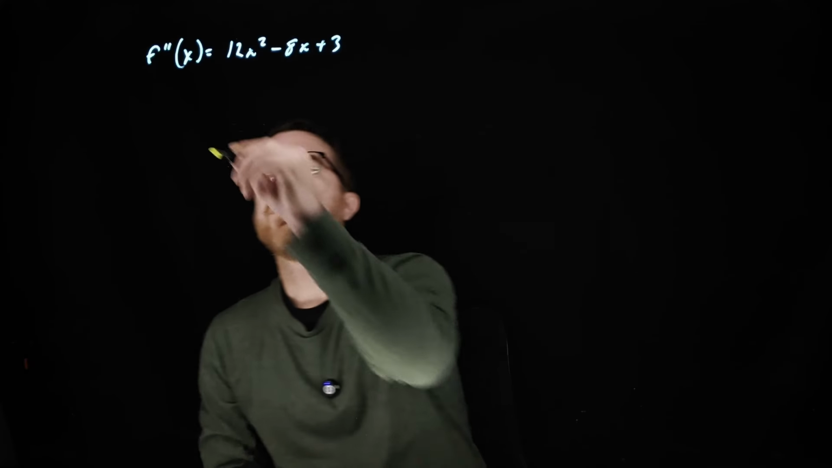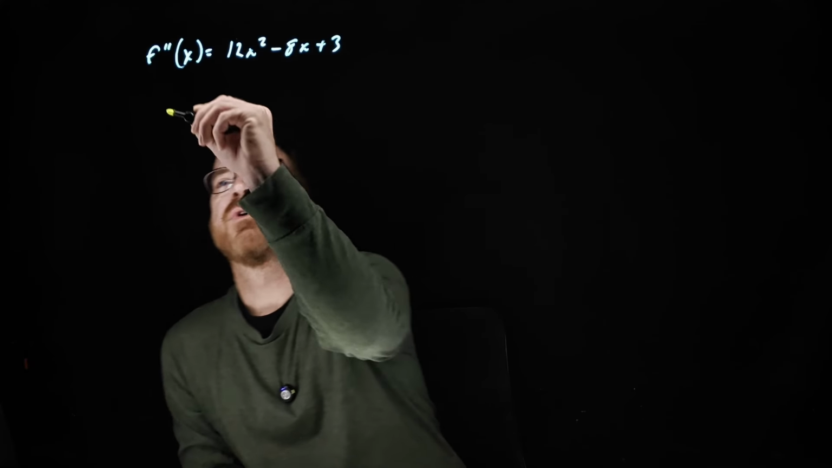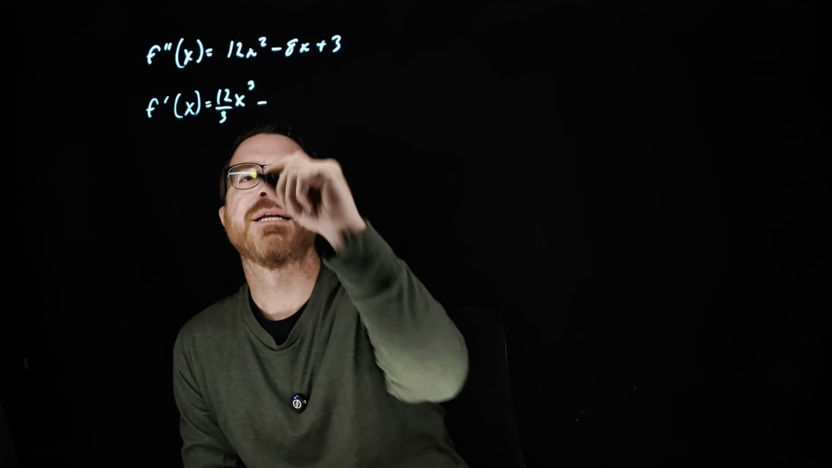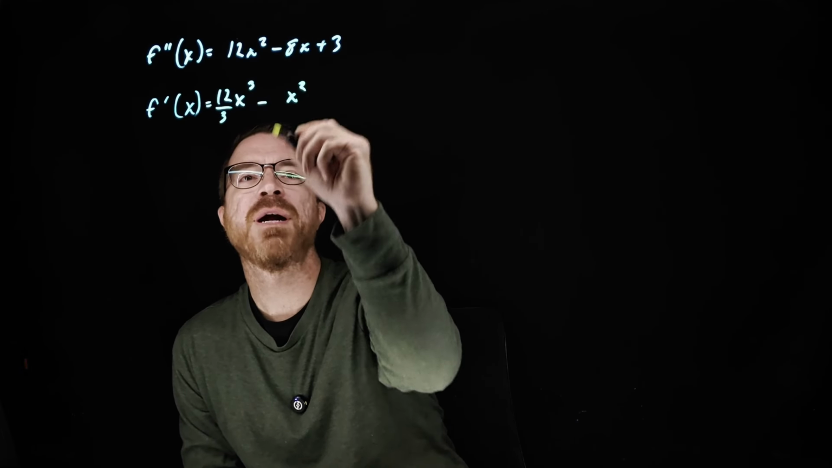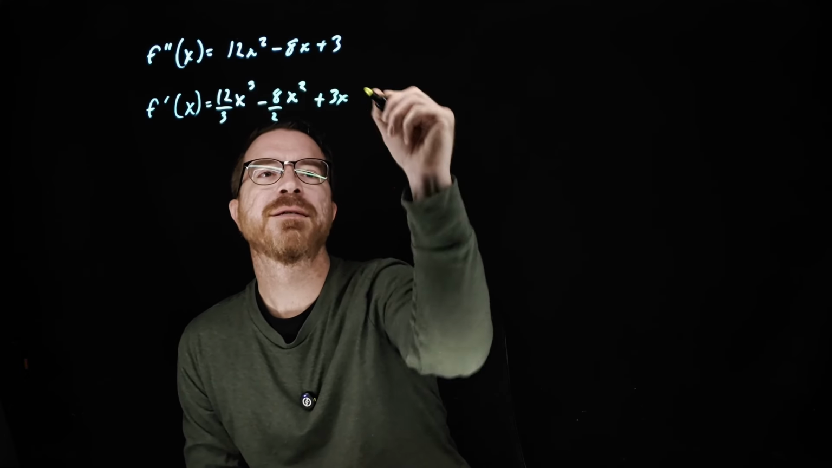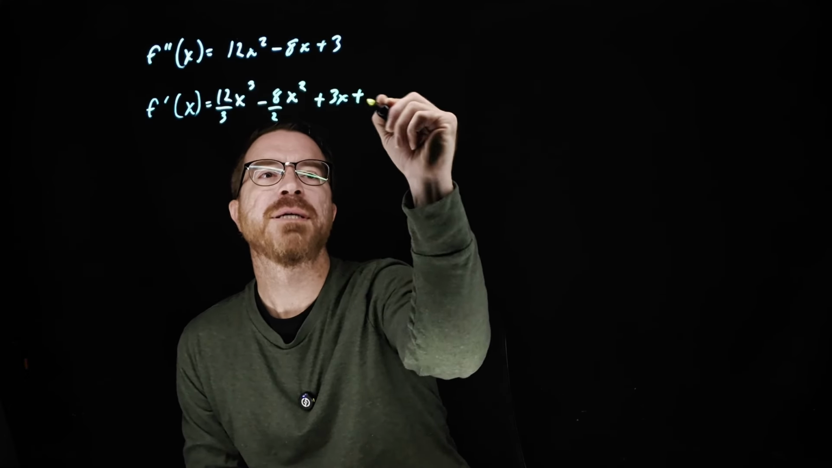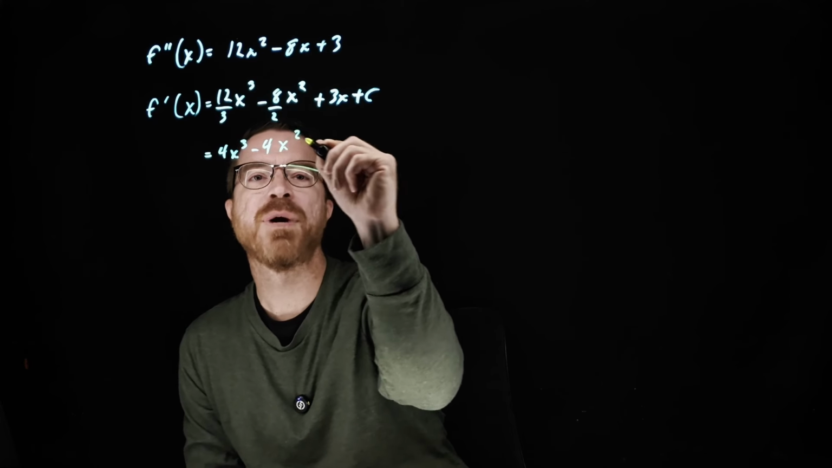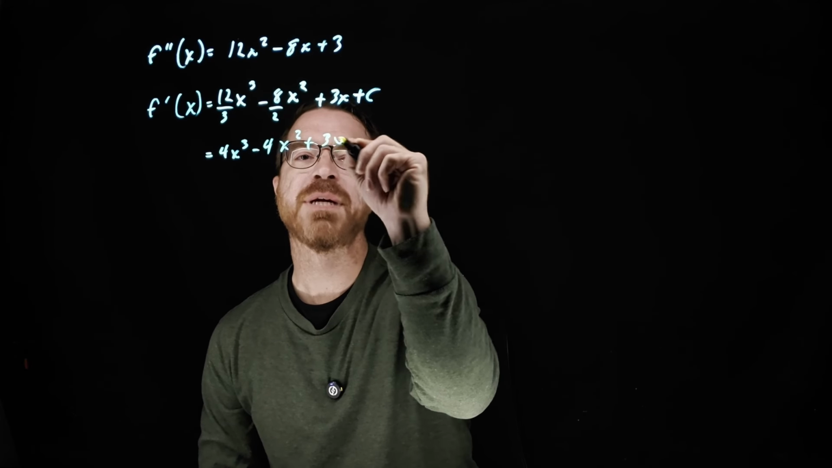So let's do that. First things first, we're going to take the antiderivative of f double prime, which is going to give us f prime of x. So this x is going to become x cubed. So this is going to be 12 over 3 x cubed minus, this x is going to become x squared, so we're going to have minus 8 over 2, plus 3x plus c. And then cleaning this up really quick, 12 divided by 3 is going to be 4x cubed, minus 8 divided by 2 is going to be minus 4x squared plus 3x plus c.